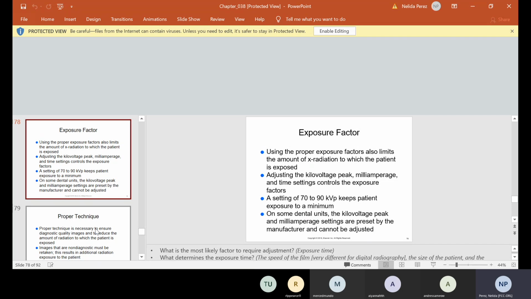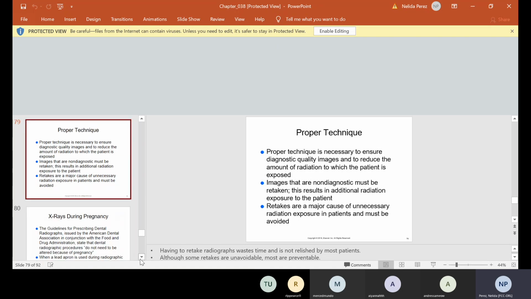Now, exposure factors. Using the proper exposure factors also limits the amount of X-ray radiation to which the patient is exposed. Adjusting the KVP, the mA, and the time setting controls the exposure factors. A setting of 70 to 90 KVP keeps patients' exposure to a minimum, and on some dental units, the KVP and mA settings are preset by the manufacturer and cannot be adjusted. Ours can, but they're already pre-adjusted, so we leave them, except when you're changing the different teeth.